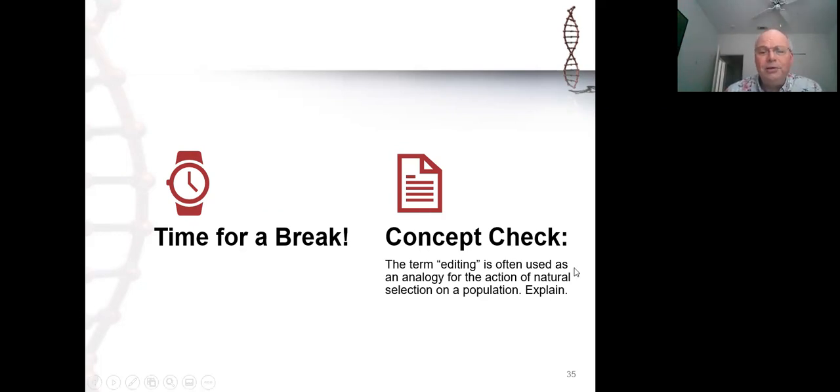So here's a concept check question for you to think about. The term editing is often used as an analogy for the action of natural selection on a population. Explain. That shouldn't be too difficult because that's what we've just been talking about. See you in a minute.